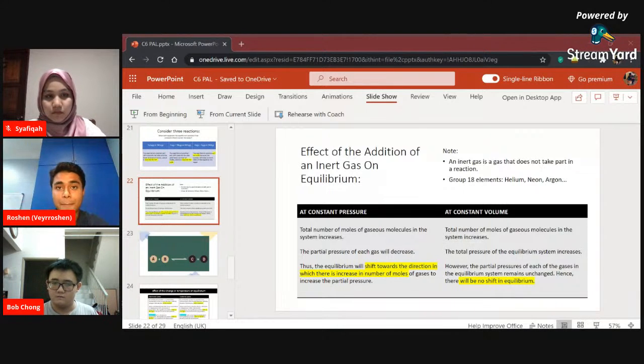So to balance it up, since the partial pressure decreases, the equilibrium will shift to the side where the partial pressure can increase in the end. So I hope that makes sense, because I explained this for a third time, my team.